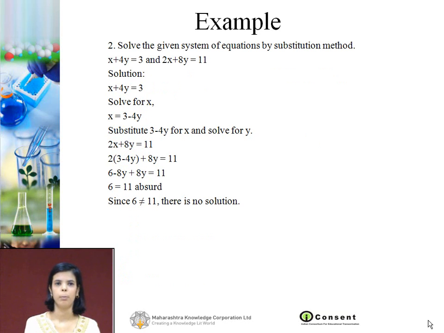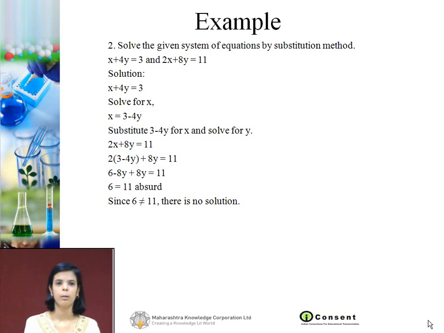Consider another example. X plus 4y is equal to 3 and 2x plus 8y is equal to 11. Now x plus 4y is equal to 3. Let us solve for x. We get x is equal to 3 minus 4y. Now substitute x is equal to 3 minus 4y in the second equation.